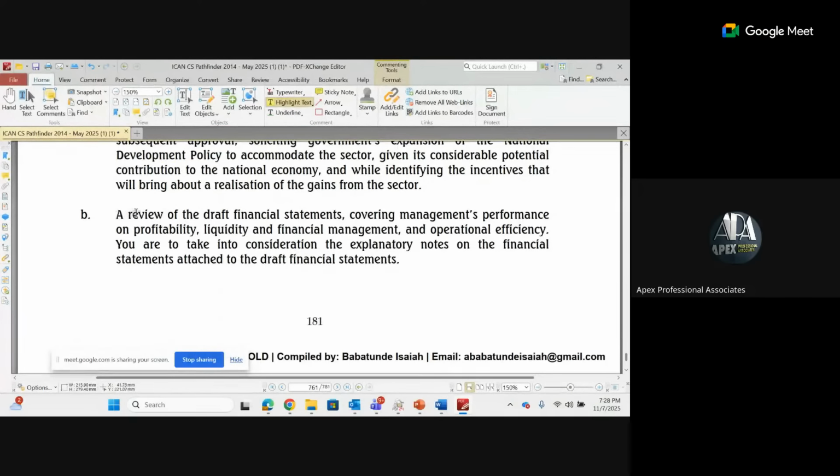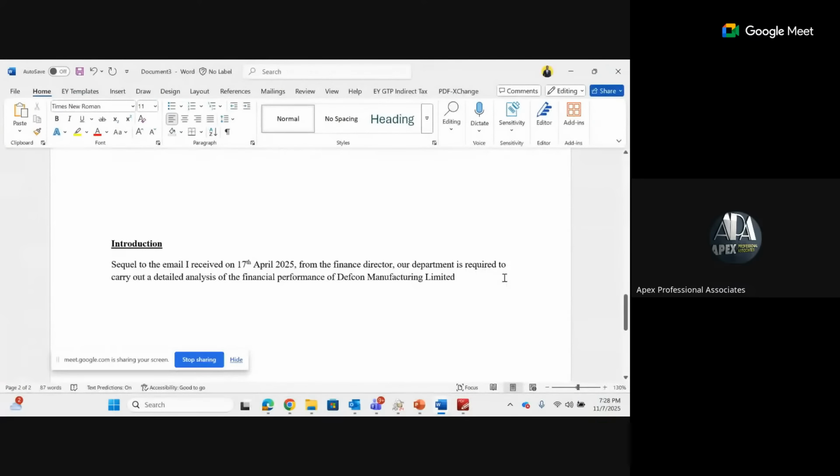Okay, we are referencing this first. Draft review of the financial statements covering management performance and profitability.